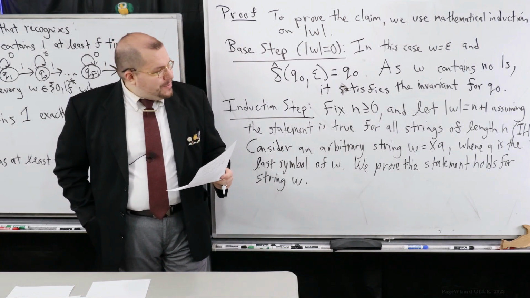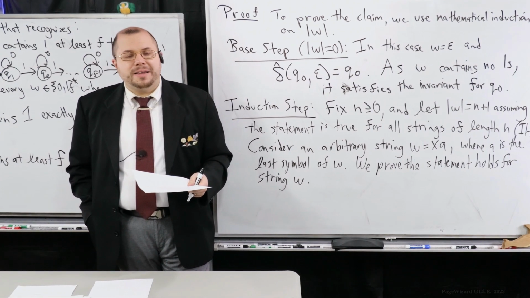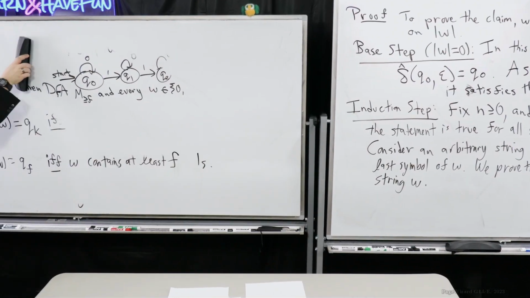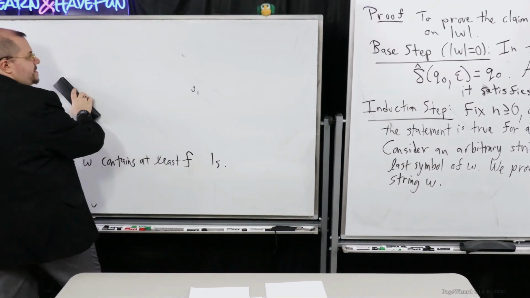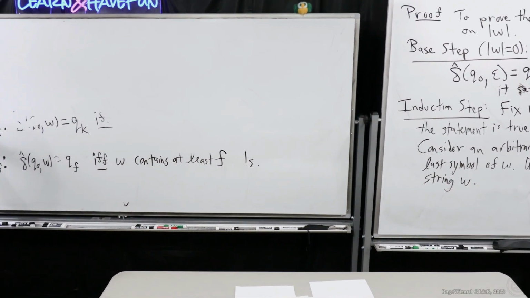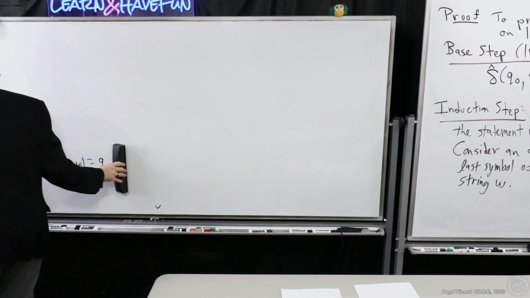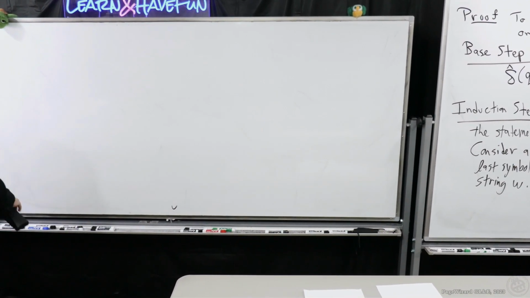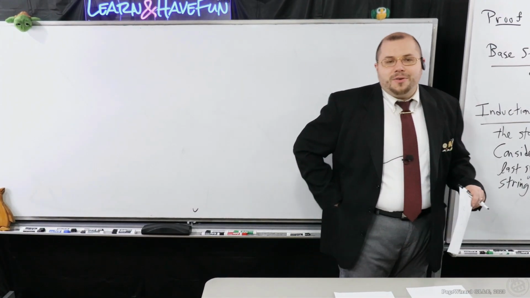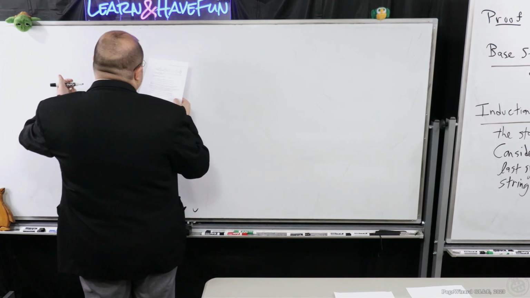But now remember, x is everything but the last symbol. So what length does x have? What's the length of x? It's n, right? And the induction hypothesis tells us that the state invariants all hold. So let's just exhaust those, and then we're going to see how we can append the last symbol so that we get w.